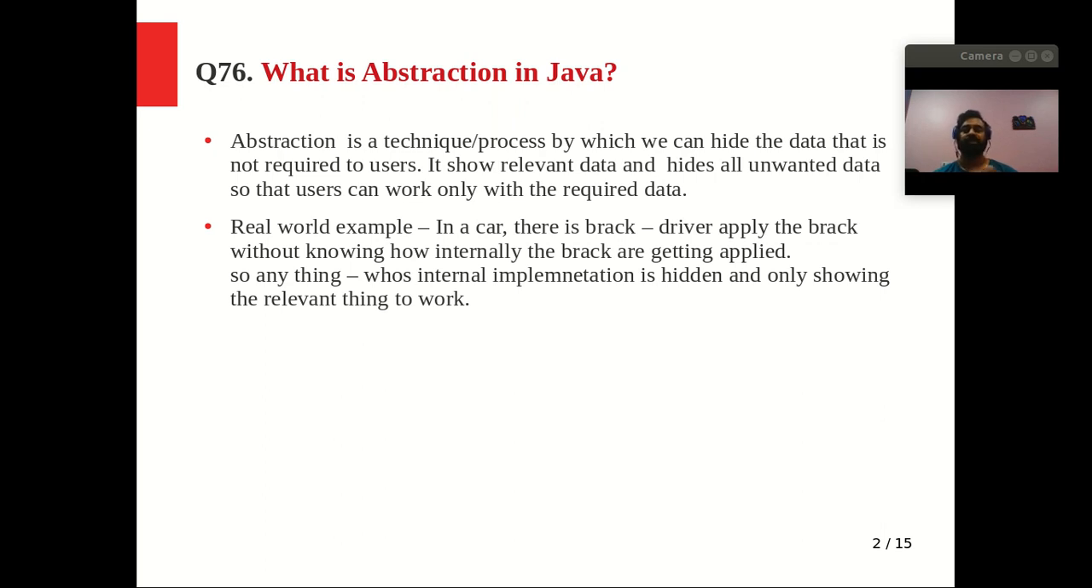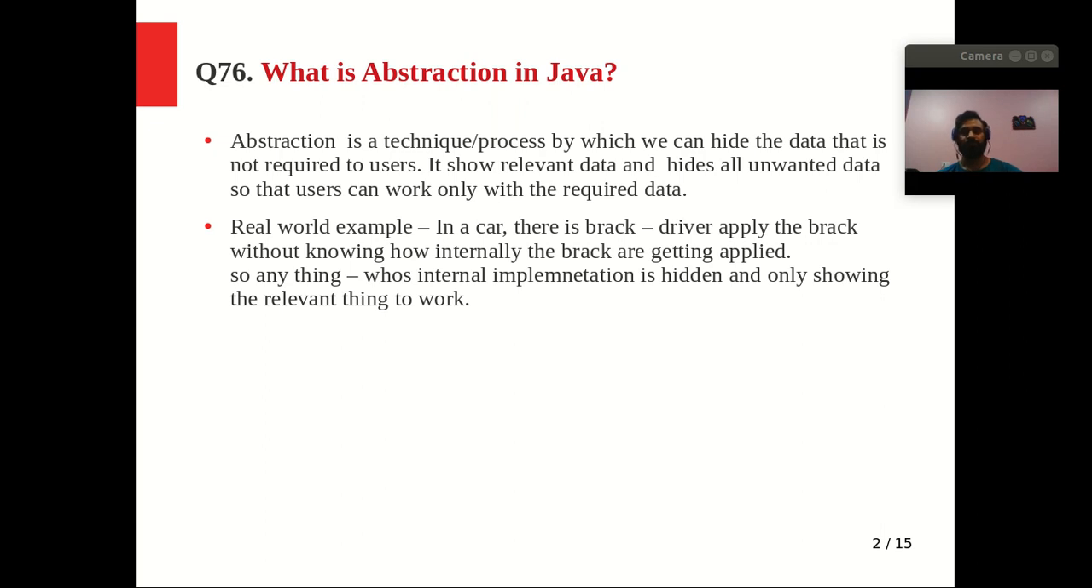So abstraction is a technique or a process by which we can hide the data that is not required by the user. It is not required for a driver to understand how the brake is applied. He has only applied the brake. It is not required to have the knowledge of how the brake works. So it only shows relevant data to the user and hides its implementation or the unwanted data. This is the example of abstraction in Java.